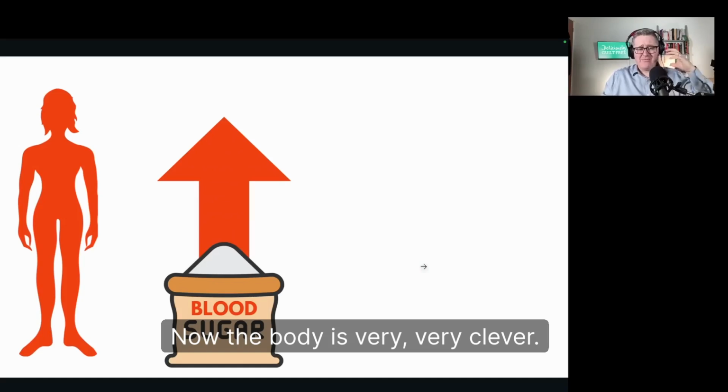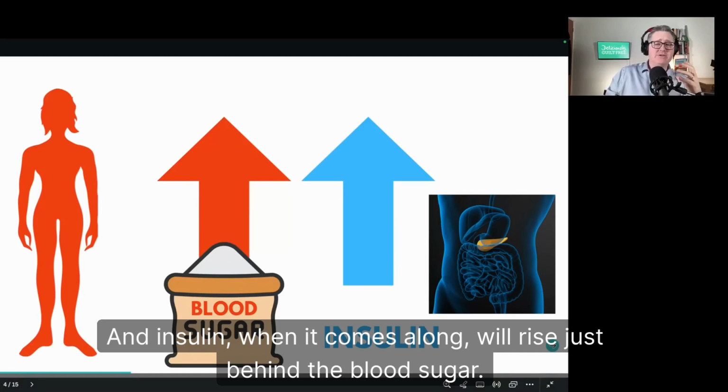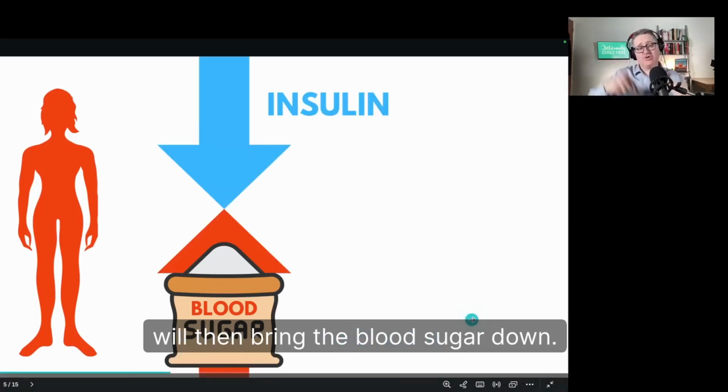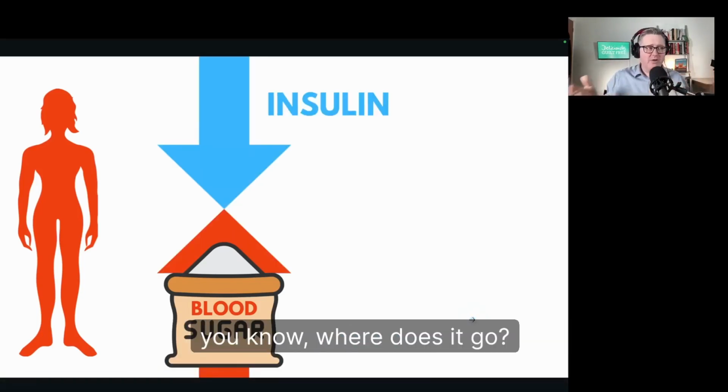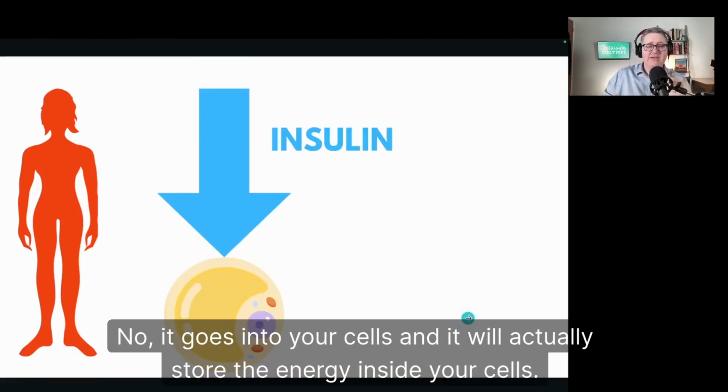Now, the body is very clever. It's a surviving machine, and it releases the hormone insulin. And insulin, when it comes along, will rise just behind the blood sugar. It will start to realize there's this rise in blood sugars, and the insulin will go up, and the insulin will then bring the blood sugar down. Now, where does it go? It doesn't just push it down somehow out the bottom of your body. No, it goes into your cells, and it will actually store the energy inside your cells.